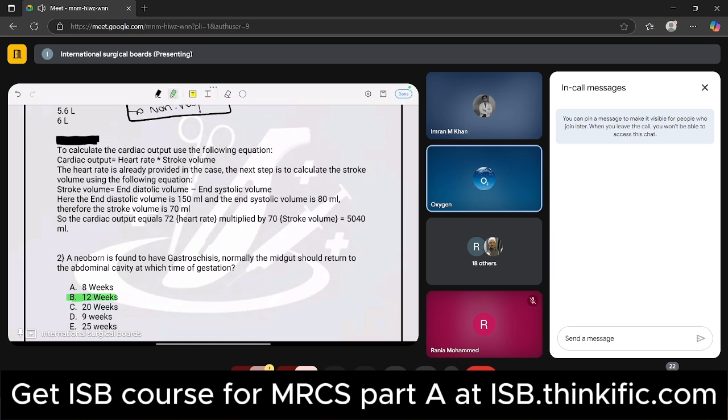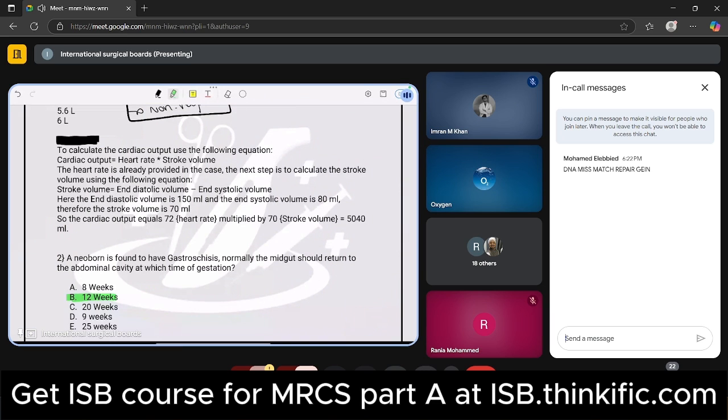The answer is the DNA mismatch repair gene, and I've seen it in an MCQ. They say, "What's the problem with Lynch syndrome?" And it's a mismatch repair gene or something. Excellent. Yeah. So it is a mutation in a group of genes which are responsible for correcting DNA mismatch. What's the meaning of DNA mismatch?